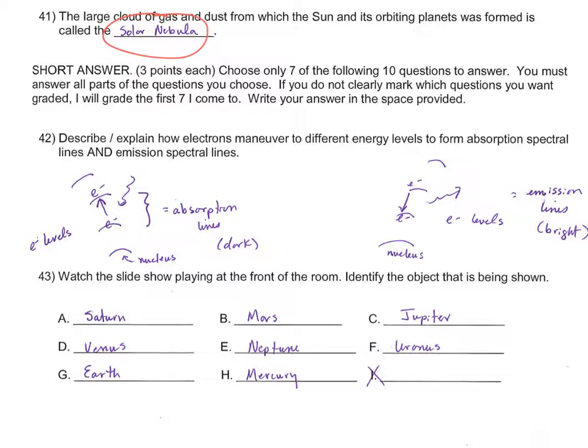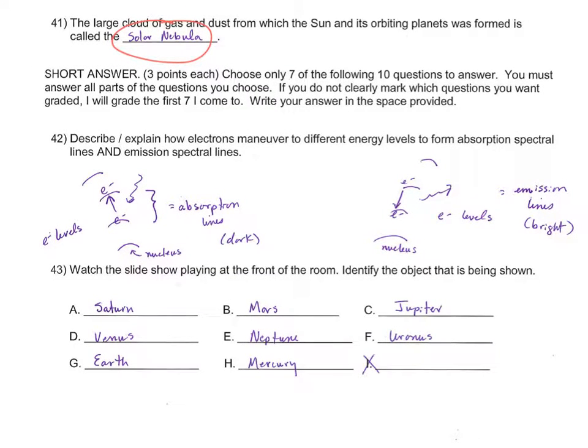Question 42. To answer this one, I was after you to tell me something about how spectral lines are created. Of course, they're created by the electrons. And I wanted you to mention what happens during absorption lines and what happens during emission lines. And so this is what happens during absorption lines.